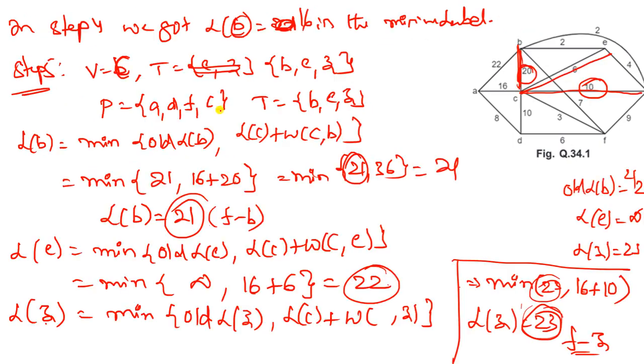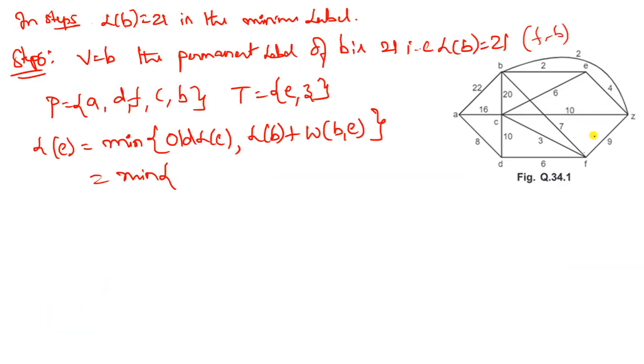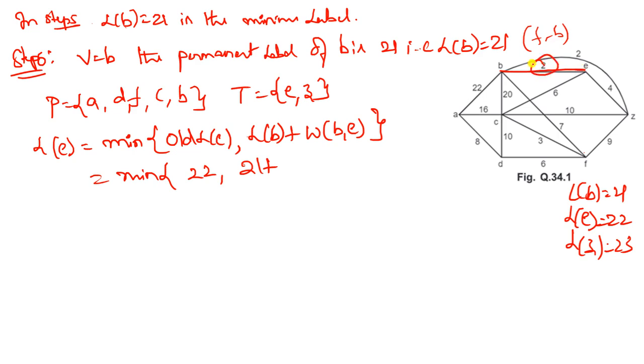Old LE value. In this particular step we got LB 21, LE 22, LZ 23, right. So these are all the old values. Old LE value is 22 and LB value is 21 plus the weight between B to E. Yes, B to E there is an edge and the value is 2, so 21 plus 2. So minimum of 22 comma 23. What is the minimum value? Still 22.